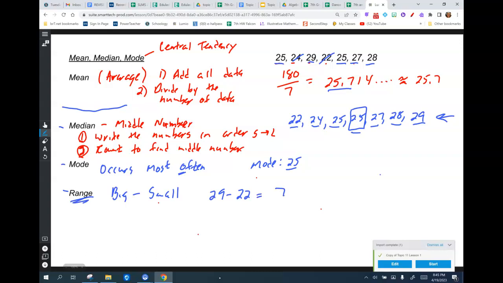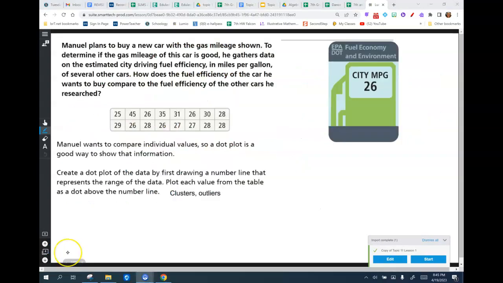Now this range here is different than domain and range. Domain and range is something else. There are slight connections, but just remember the range is, what is the range of values? That's all range is talking about. So that was a review.